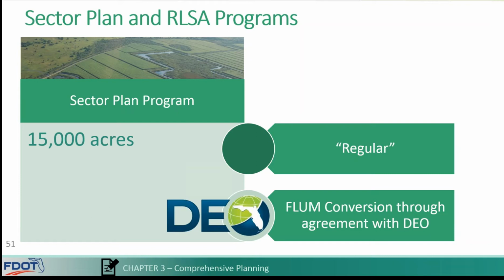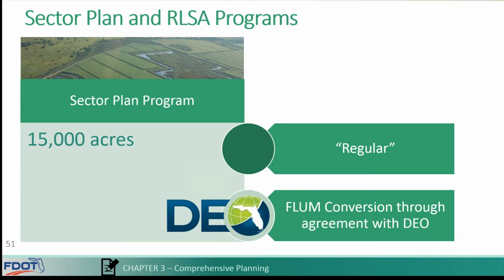Revisions to the Sector Plan Program were intended to make this program an alternative to the DRI program. To be eligible, an area must be at least 15,000 acres. Sector plans can be designated in two ways. One is through what's called a regular process, in which the sector plan is created to be a sector plan at onset.